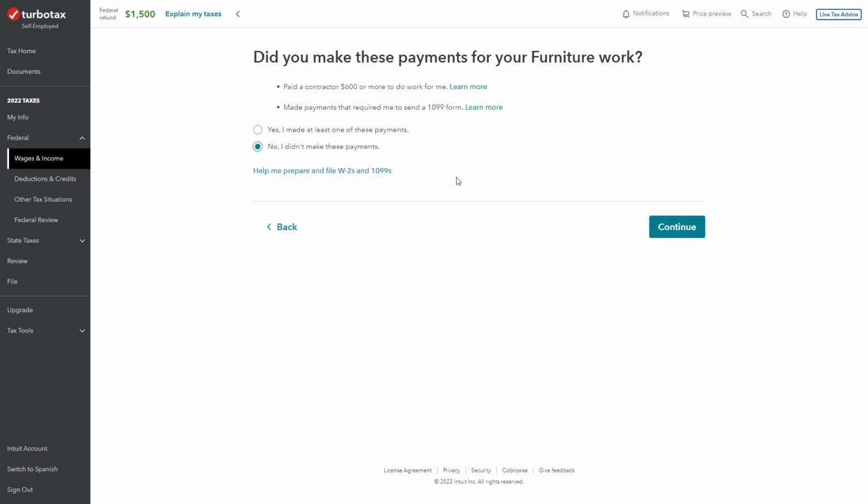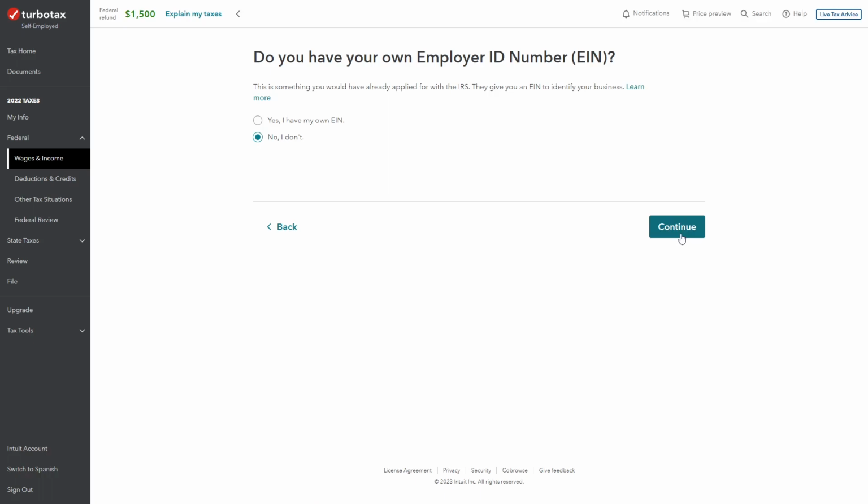So, 1099 payments, right? If we made payments to any one individual of more than $600 during the year, you likely have to report that on a 1099-NEC. That's a 1099 for non-employee compensation. In our case here, that does not apply. We had some contract labor, but not enough to any one person.